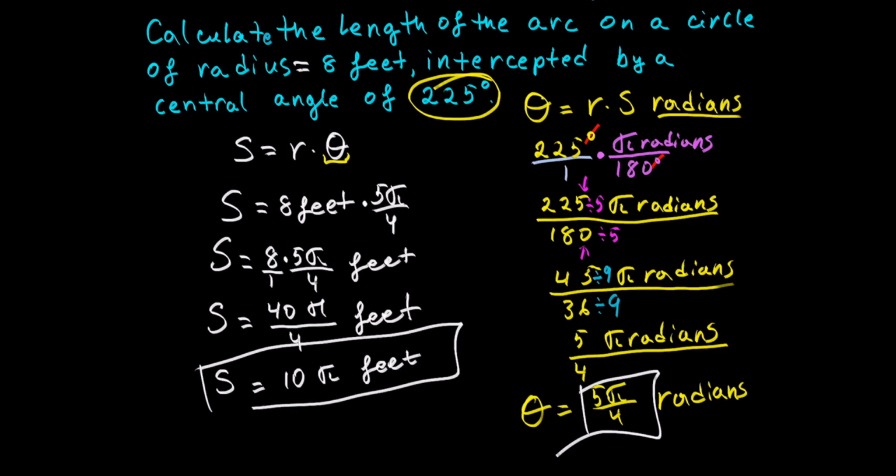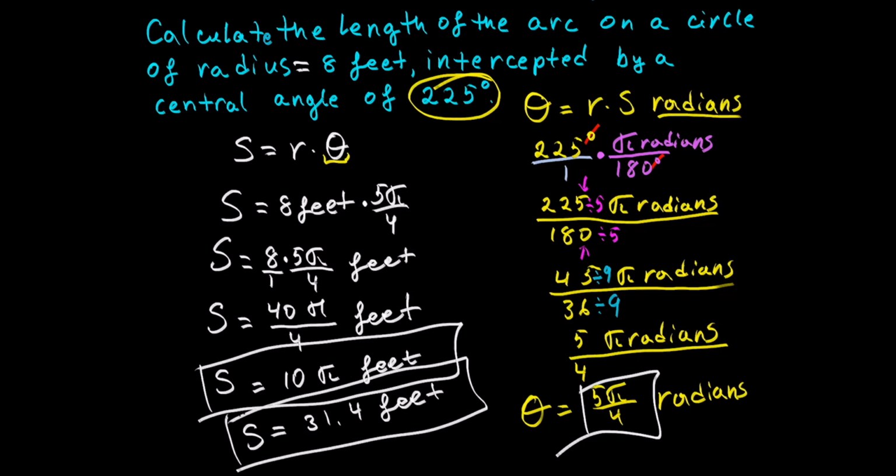This is our solution, or if you need the answer in decimals, arc length S is equal to 10 times 3.14, which is 31.4 feet. And this is our solution as well. That's all.